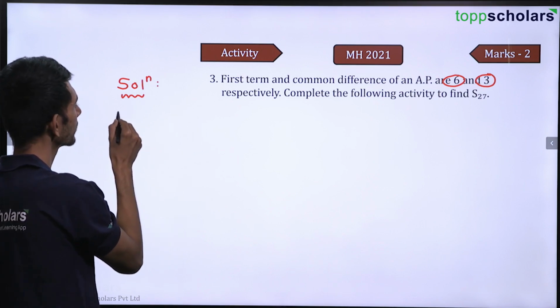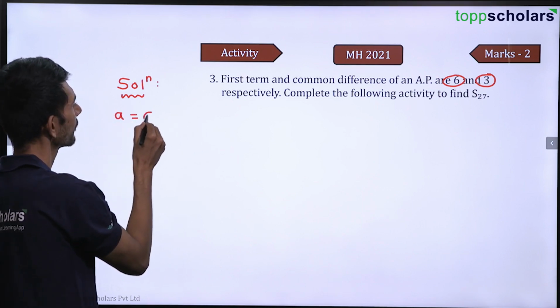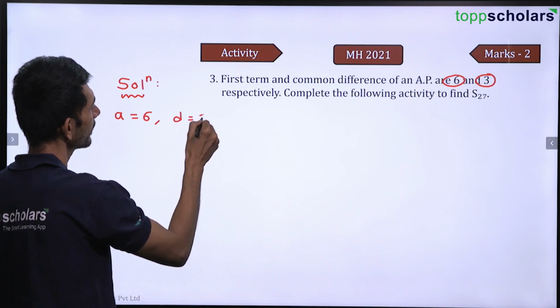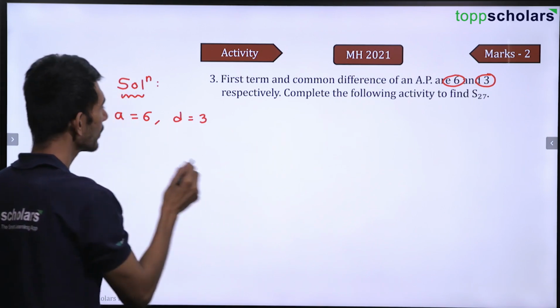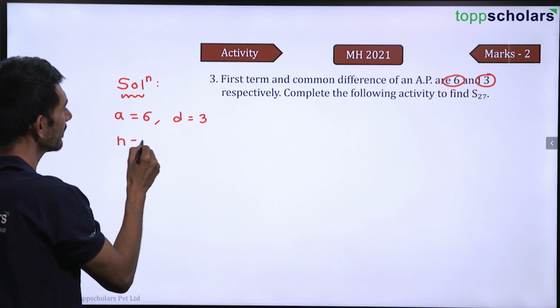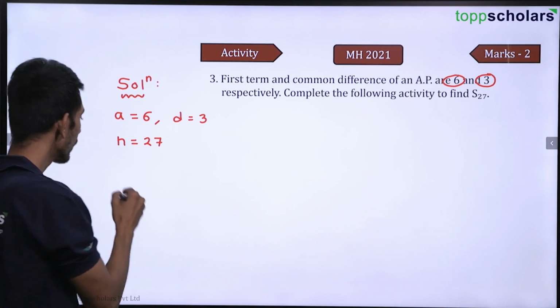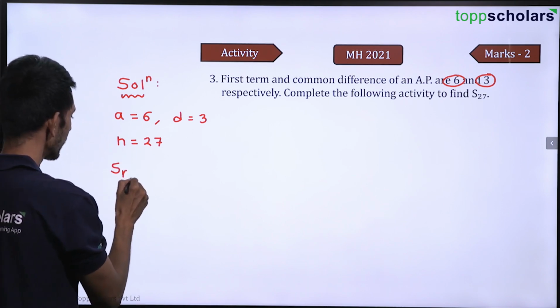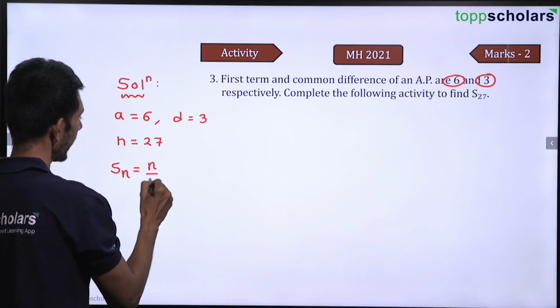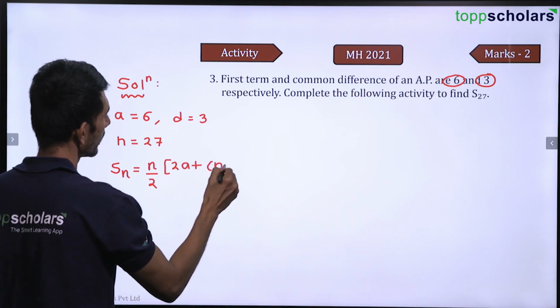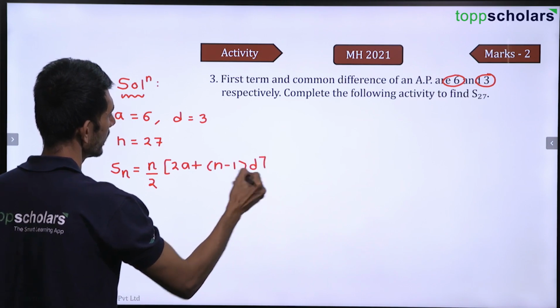The first term is 6. So can I say A is 6? Common difference D is 3. We are supposed to find out S27. So can I say N is equal to 27? What is the formula for Sn? Sn is n by 2 into 2A plus n minus 1 into D, right?